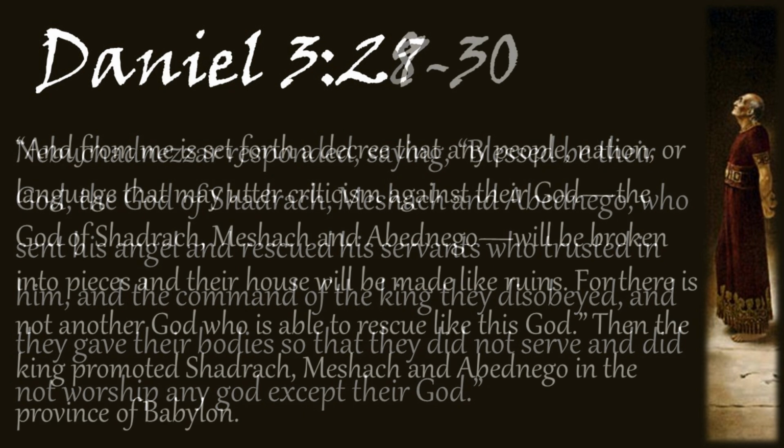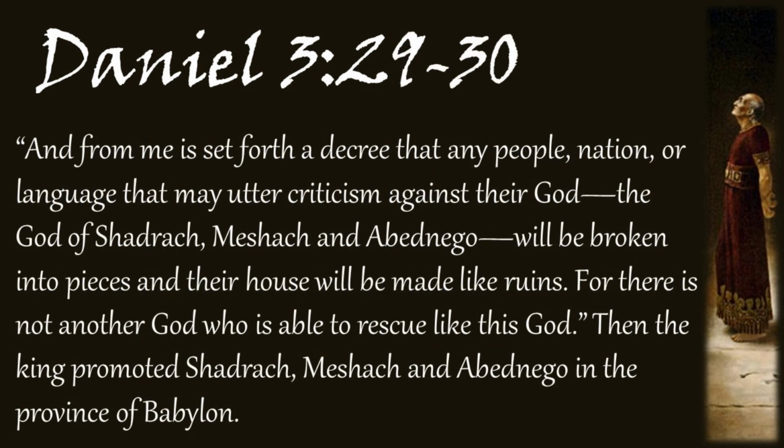And then verses 29 and 30, and from me is set forth the decree that any people, nation, or language that may utter criticism against their God, the God of Shadrach, Meshach, and Abednego, will be broken into pieces, and their house will be made like ruins. Now, where have we heard that phrase before? That's the exact phrase about what happened to the statue in the dream, and what Nebuchadnezzar said would be to those who couldn't interpret it. They would be broken to pieces and made like ruins. Off with their heads. Right. For there is not another God who is able to rescue like this God.